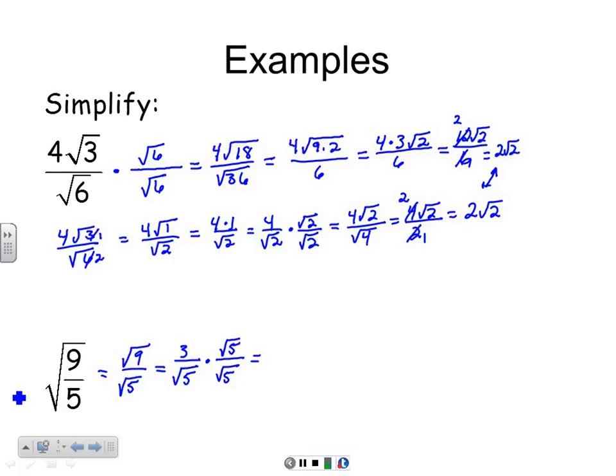So 3 times square root of 5 is 3 square roots of 5. And square root of 5 times square root of 5 is the square root of 25. Remember how you multiply whole numbers and radicals. You cannot mix the whole numbers with radicals, but you can multiply radical times radical. Don't reduce here. Keep on simplifying. So we're going to have 3 square roots of 5 over the square root of 25 is 5. And the 3 and the 5 won't reduce, so this is going to be your answer.